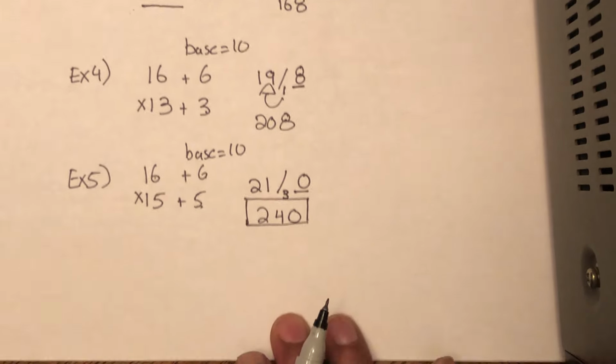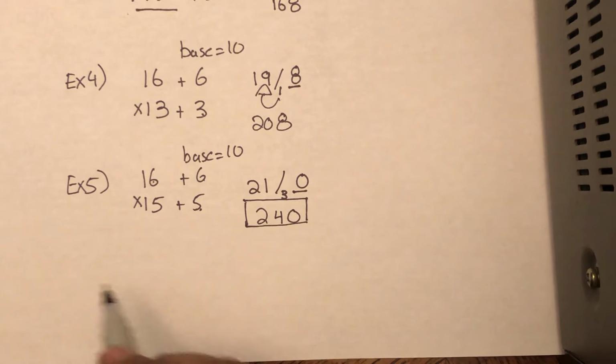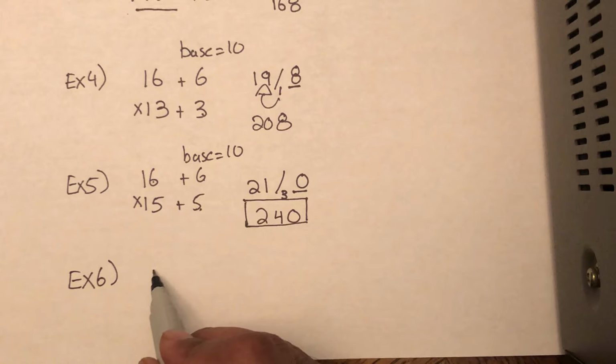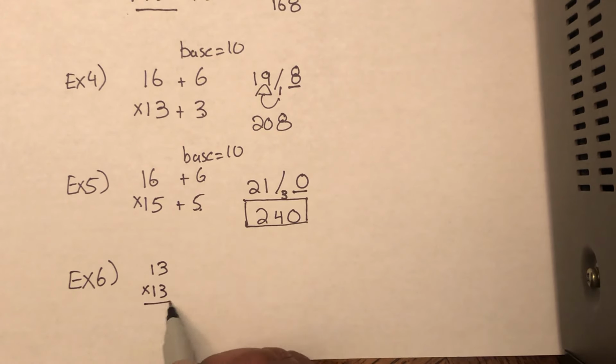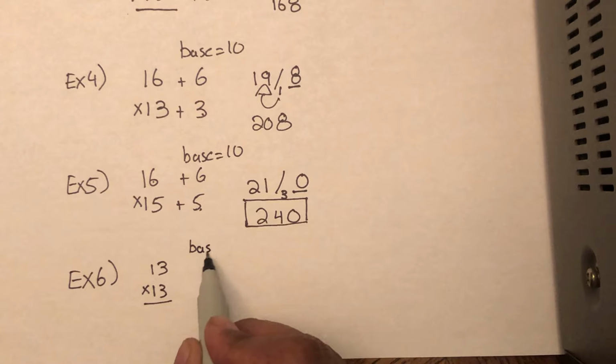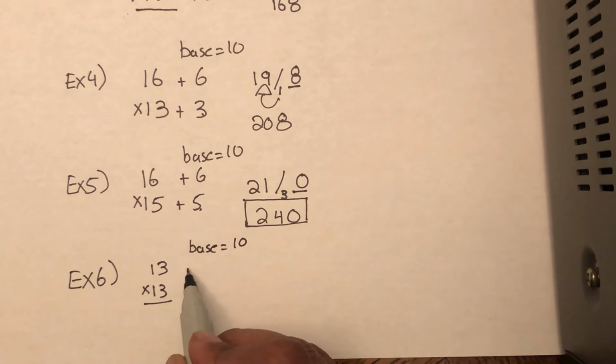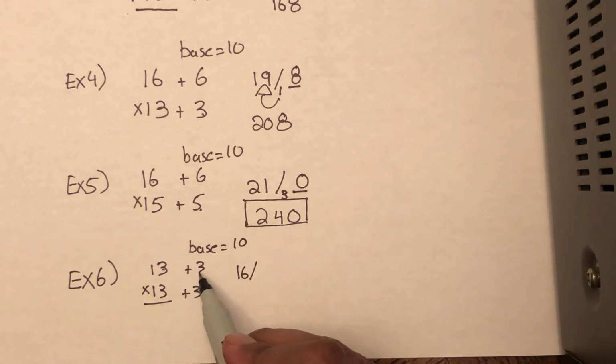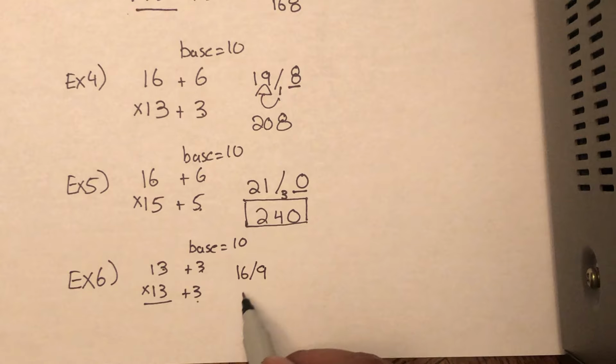Okay, let's do a couple more. Let's do one non-carry and then one final carry one. So let's do an easy one. 13 times 13. So the base is 10. This is 3 more than 10, and this is 3 more than 10. 13 plus 3 is 16. That's the first part of my answer. For the second part of my answer, 3 times 3 is 9. Nothing to carry over. Answer, 169.